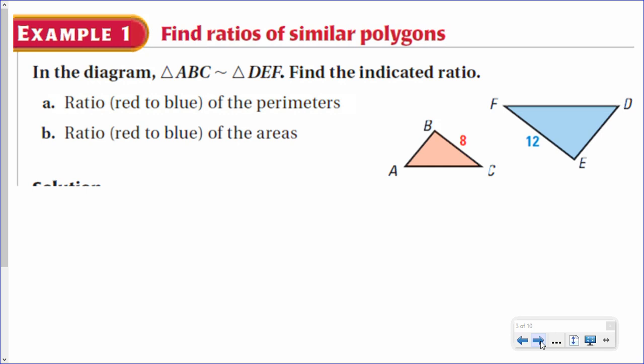Okay, so we want to go from red to blue. So we have three things. We have side ratio, and this one does go into your notes. Yeah, I think it's 4 problems today, and all of them do go into your notes. Side ratio, perimeter ratio, and then area ratio.